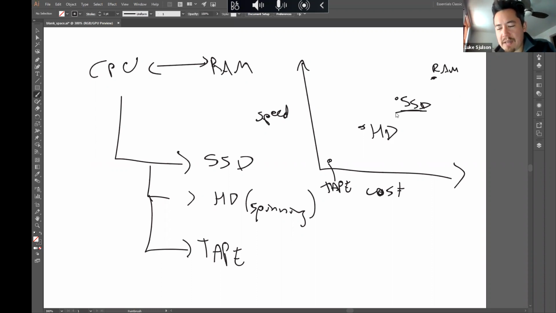SSDs are much faster than spinning platter hard disks. They're also a lot more expensive per gigabyte, right? And spinning platter hard disks are fast enough for most data acquisition. So this is another thing you have to think about.